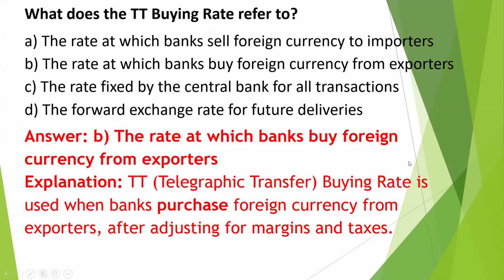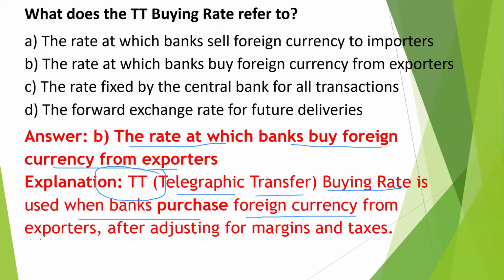The correct answer is B, that is the rate at which the bank buys foreign currency from the exporter. TT full form is telegraphic transfer. So the buy rate is when the bank purchases foreign currency from the exporter after adjusting for margin and taxes. It is not only the exporter.